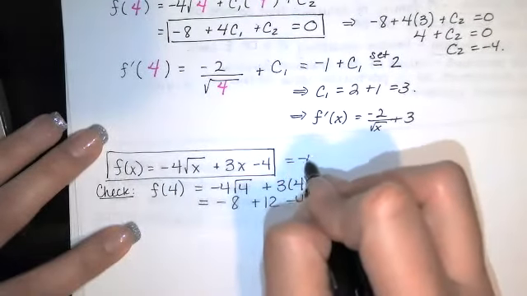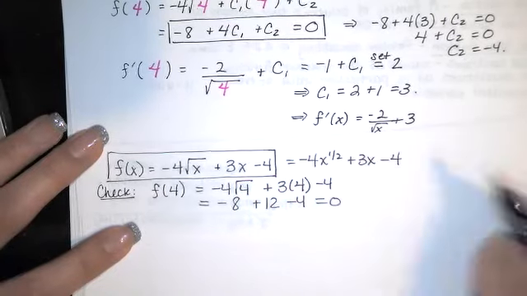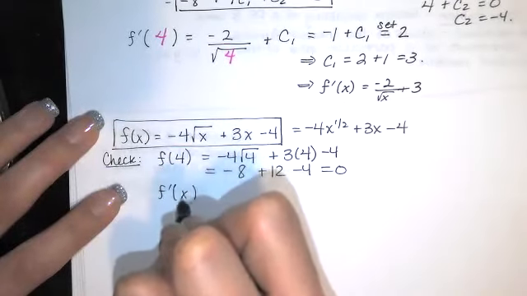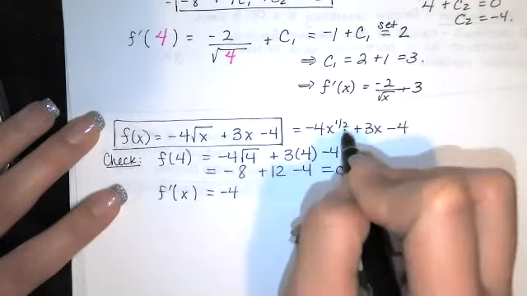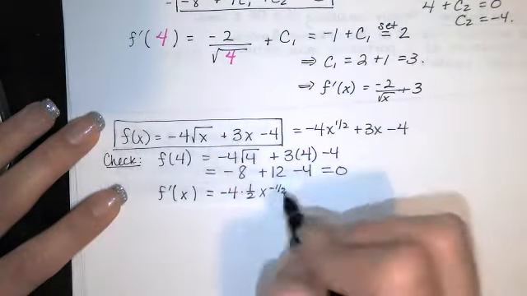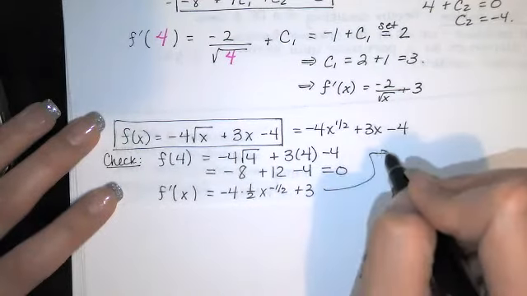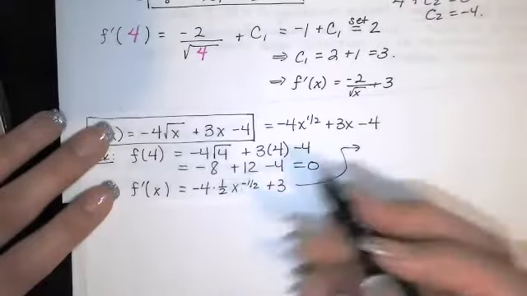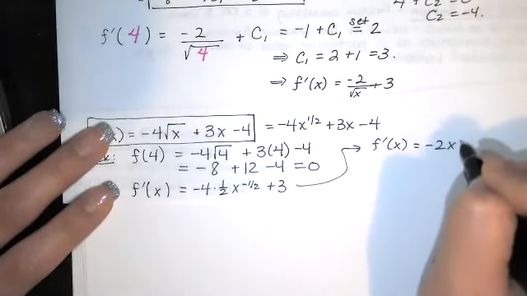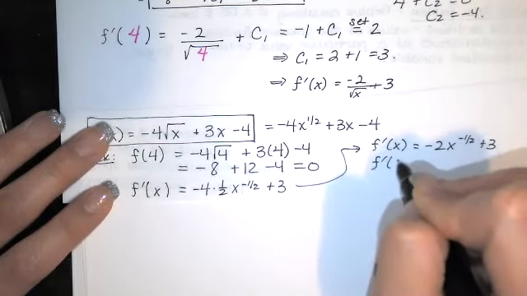And then we could rewrite it this way. Take the derivative. So we have -4 times 1/2 times x to the -1/2. The derivative of a constant times x is just the constant. The derivative of the 4 is 0. So I've got f prime is equal to -2 times x to the -1/2 plus 3. Evaluate that at 4.